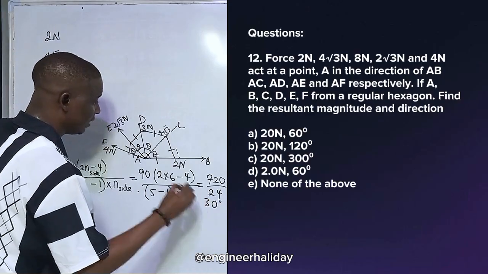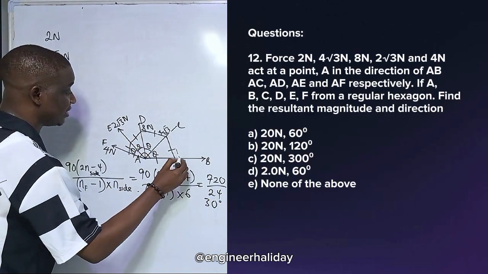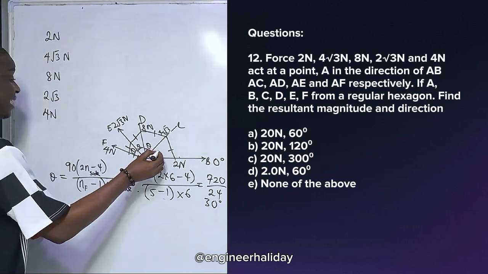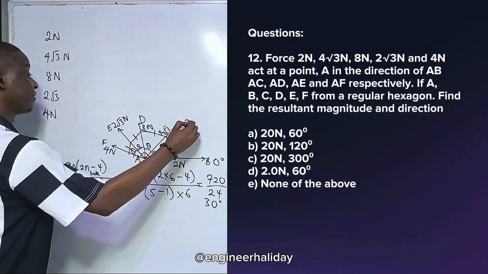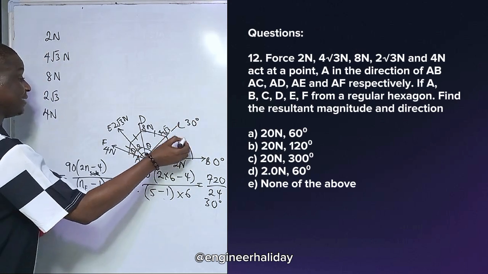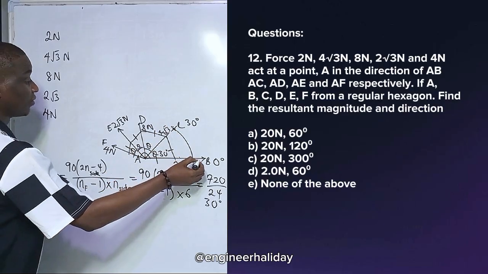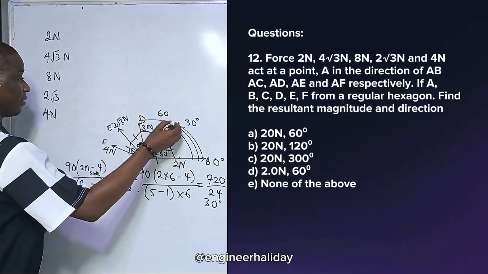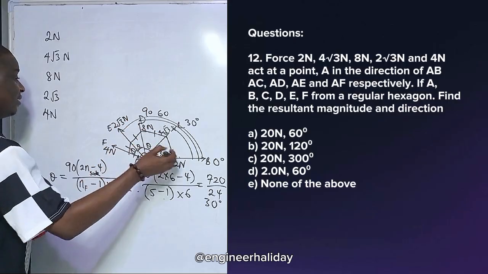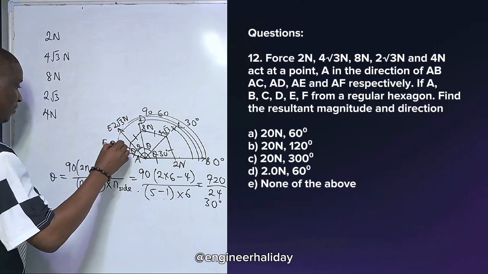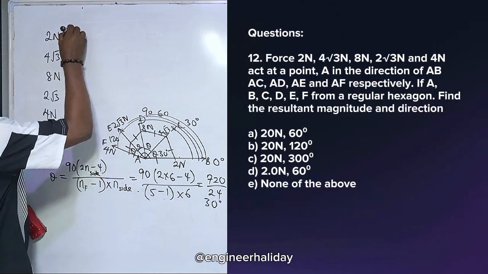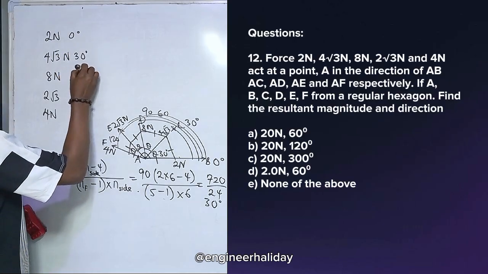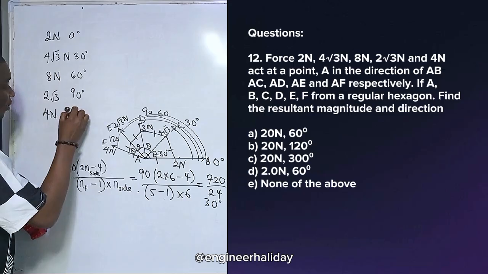Excellent. So in that case now, the one that is touching it, the 2 Newton, will be 0. This here is 30 now. Here will be 30 degree because you are moving like this. The next one will be 60, the next one will be 90, the next one will be 120. So here we have 0, 30, 60, 90, 120.